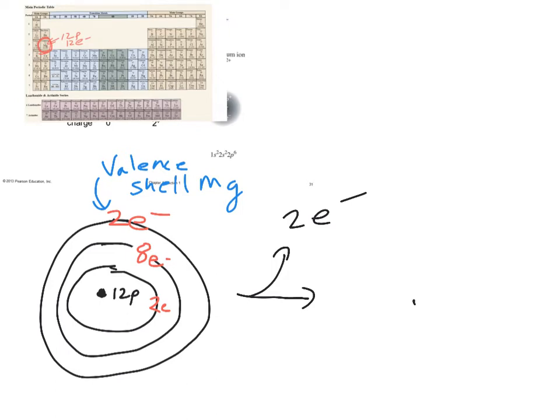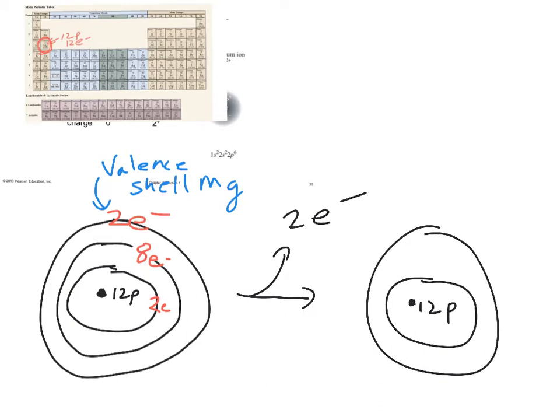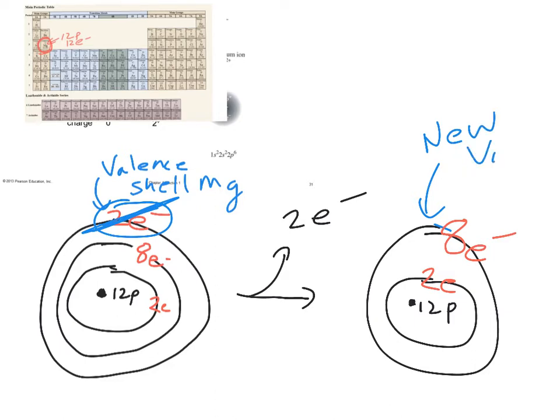Alright, so you've got magnesium. It's lost those 2 electrons. And in so doing, it's emptied out that third energy level, leaving it with only 2 electrons in that first energy level, but 8 electrons in that second energy level, which is now its outermost occupied energy level, or its new valence shell. So magnesium, like sodium, obeys the octet rule by redefining what its valence shell is and by losing electrons.